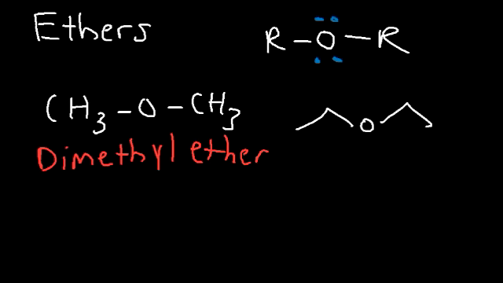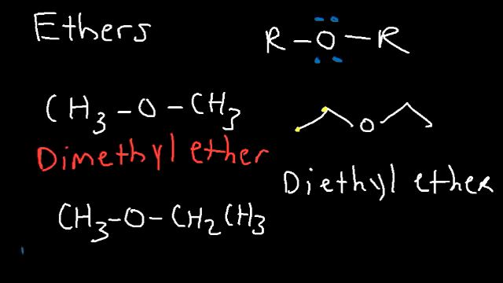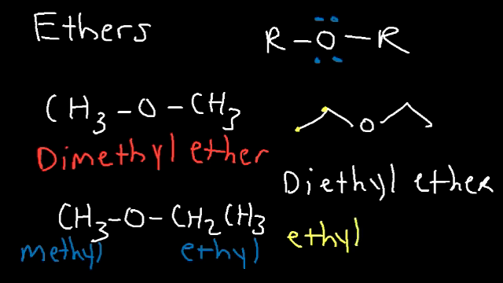So for this compound, we have an ethyl group on the left and an ethyl group on the right, because ethyl is associated with 2 carbons. So this is called diethyl ether. Now, what if you have an unsymmetrical ether where one side is different from the other side? On the left side, we have a methyl group, and on the right side, we have an ethyl group. So to name it, we have to put it in alphabetical order. So it's going to be called ethyl methyl ether.